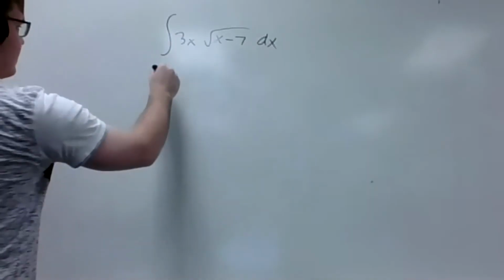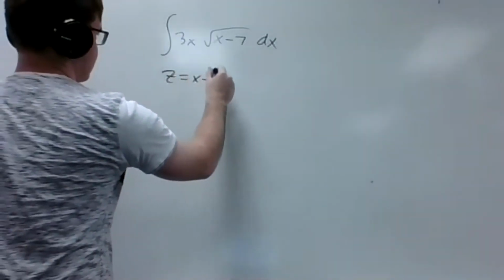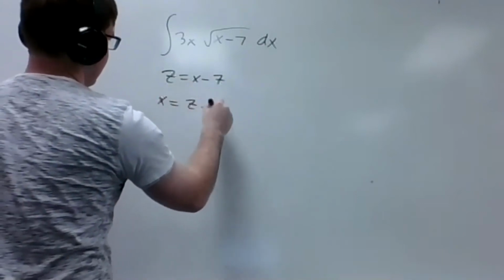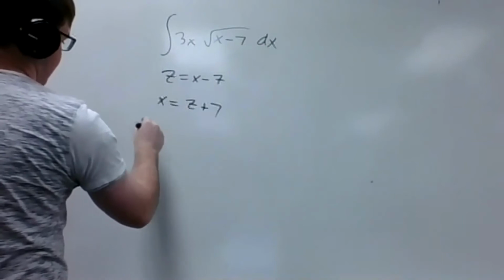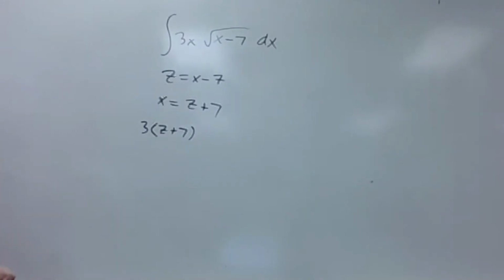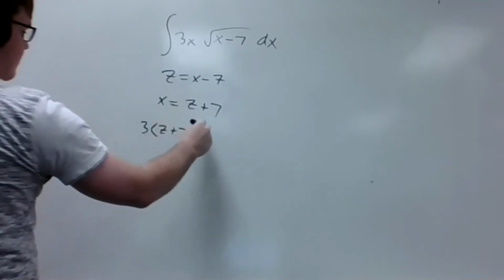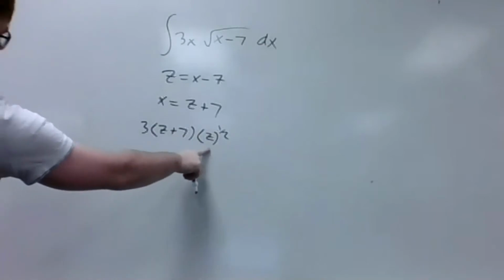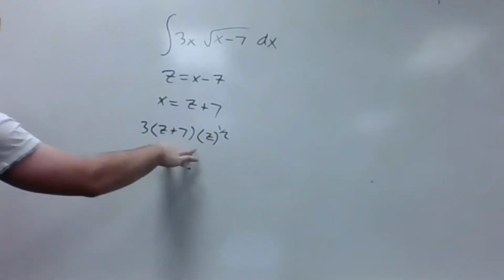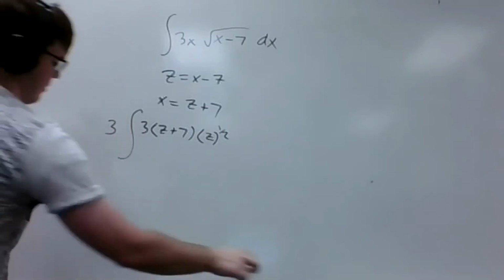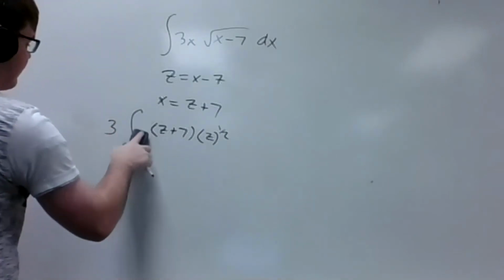Yeah, so it would look a little different. If we say that z is equal to x minus 7, then x is equal to z plus 7. But then when we plug that back in, we're just going to have a 3 multiplied on the outside. And then we're going to have to multiply the z to the 1/2 in. So we'll multiply them both in. Or if you really wanted to, you could just pull this out of the integral completely and leave it towards the end.